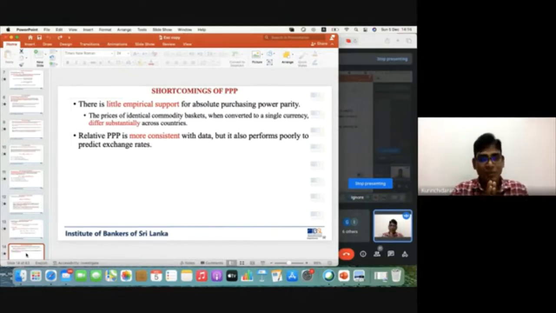But up to now, we have seen how exchange rate can be calculated, or how it's happening, right? So two basic theories: law of one price and purchasing power parity. The problem is, in purchasing power parity, we have shortcomings as well. So you cannot expect this to always be the scenario.